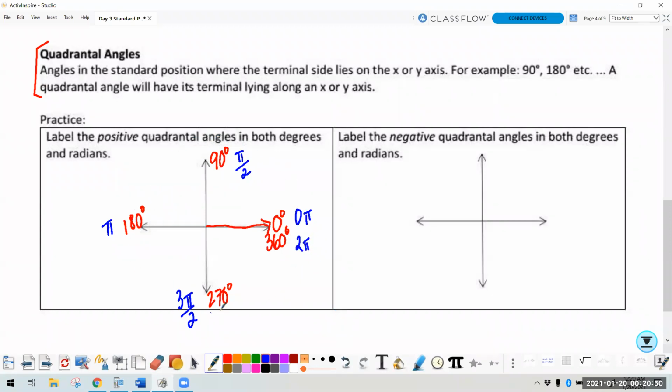These quadrantal angles in radians and degrees we're going to use all the time. Now going negative, we still start here at 0 degrees, but going in the clockwise direction, here's negative 90, negative 180, negative 270, negative 360. 0 pi. Over here would be negative pi. So then this is halfway, negative pi over 2. And then this is negative 3 pi over 2. And all the way around, negative 2 pi.